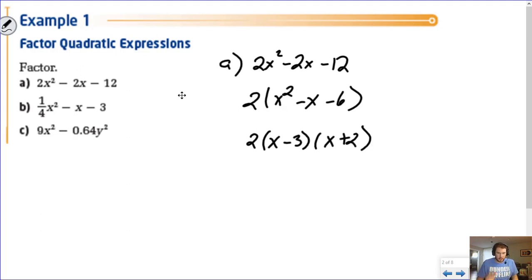Right? So we're just going to stop there, right? This is asking us to just factor an expression. There is no answer. It's not equal to 0. It's just saying here's an expression, try to factor it.